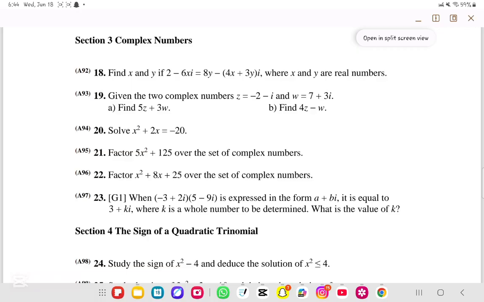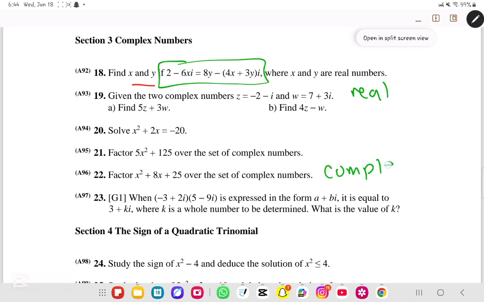It says, find x and y if 2 minus 6xi is equal to 8y minus 4x plus 3yi, where x and y are real numbers. So my advice, when you come across this, because we're dealing with imaginary numbers, is to separate it into two parts, the real part and the imaginary part. In the real part, you take the numbers that do not contain i, which in this case are what?